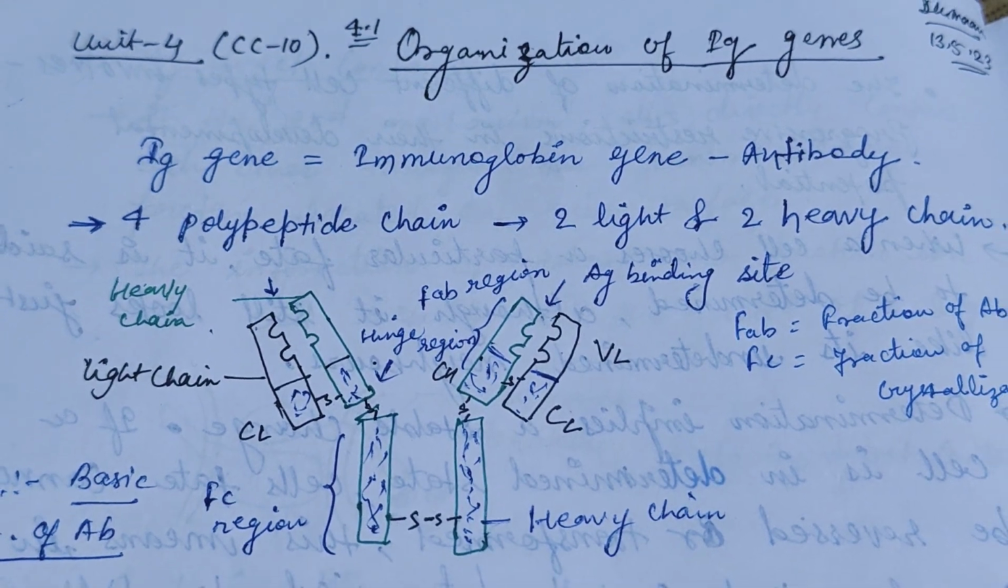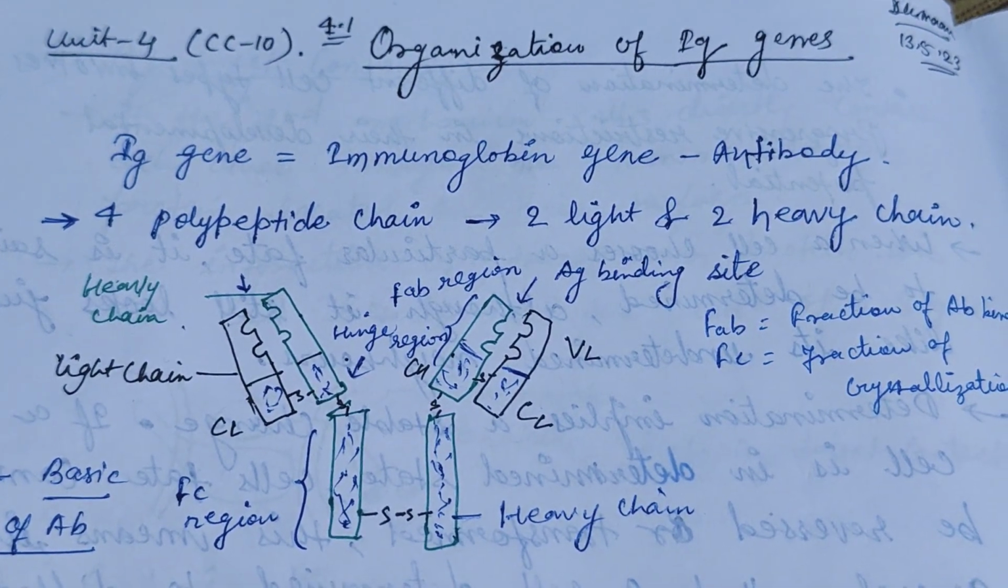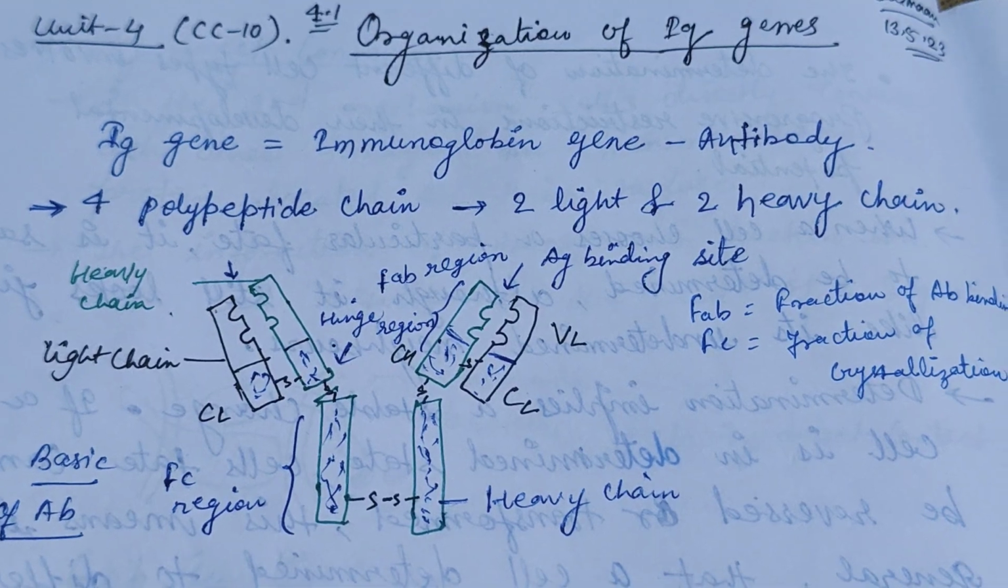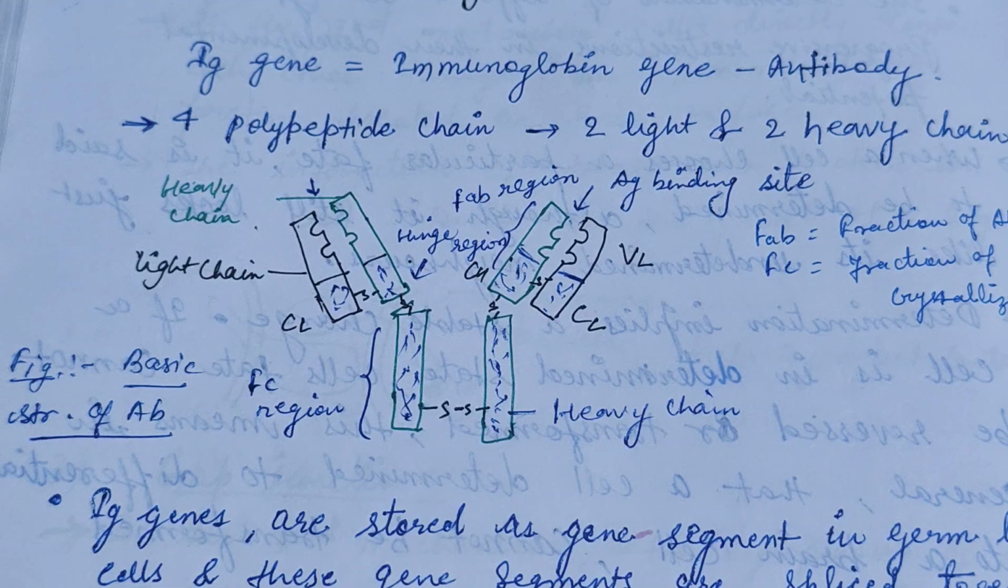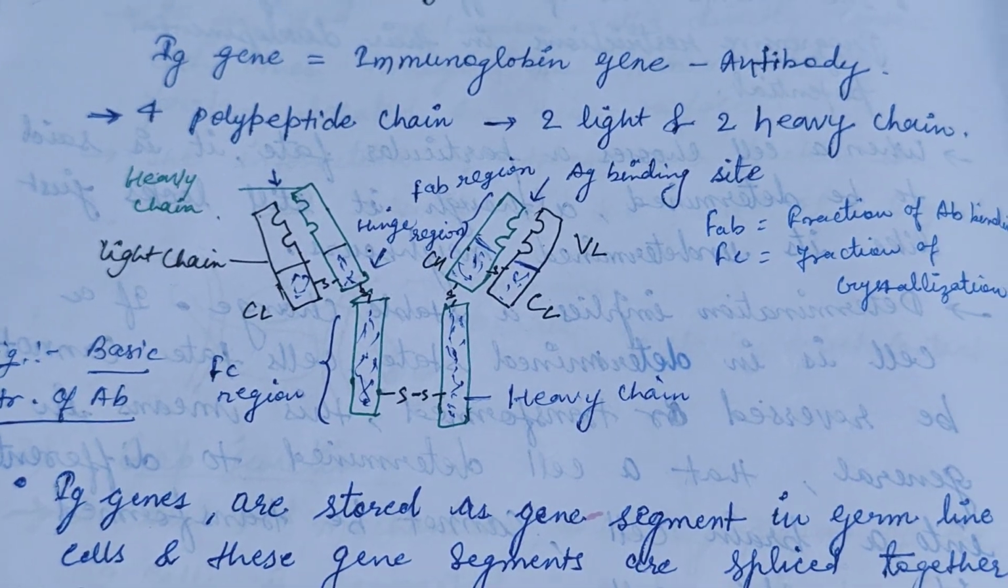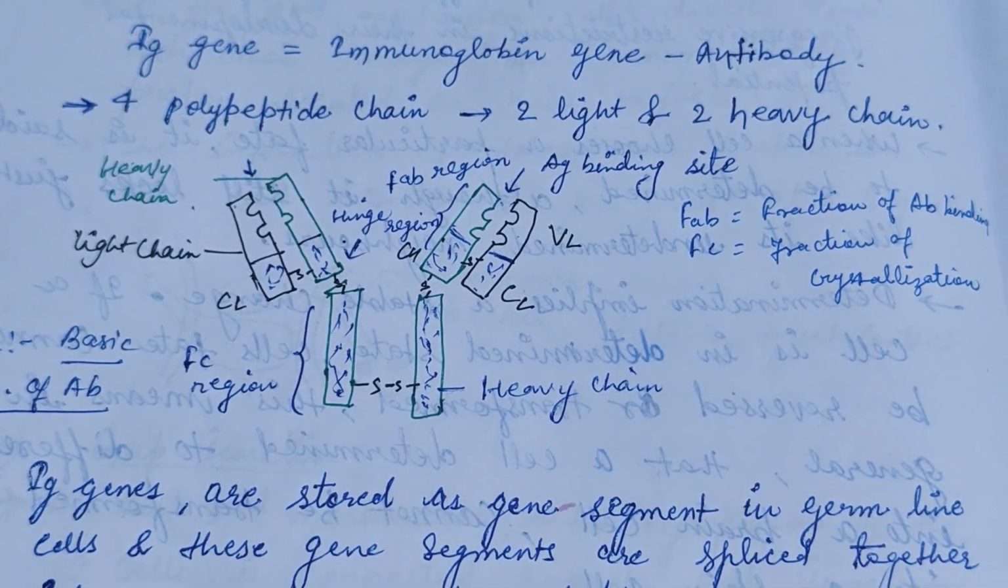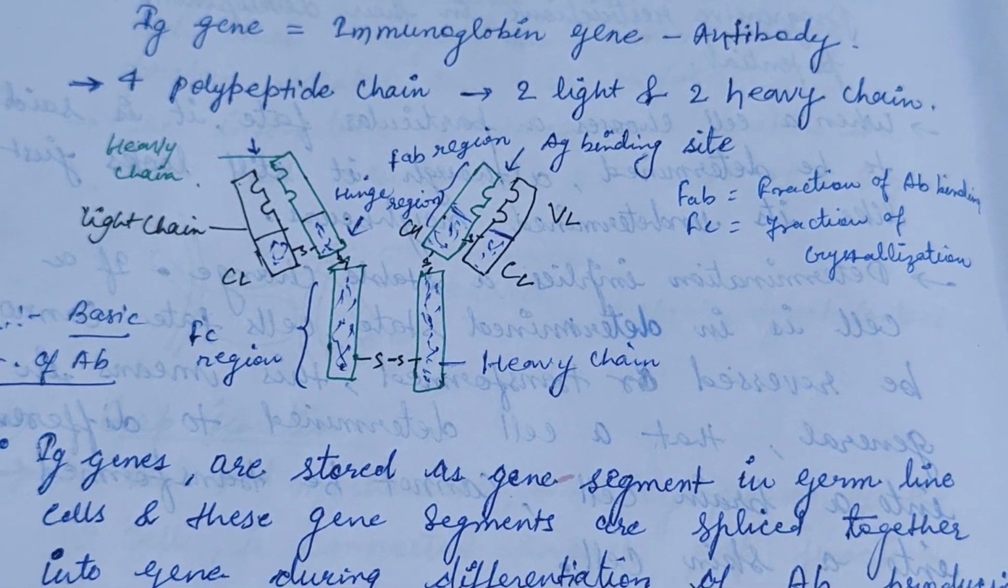Hello everyone, through this video we'll see the organization of the Ig genes, that is immunoglobulin genes or the antibody genes. So here is a figure of the basic structure of an antibody, where four polypeptide chains are present, where 2 are light and 2 are heavy chains.